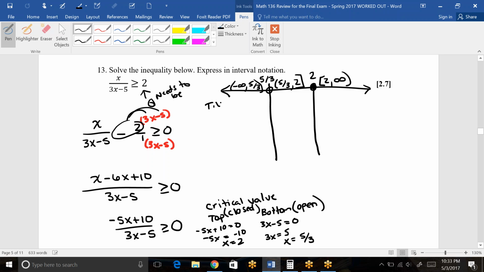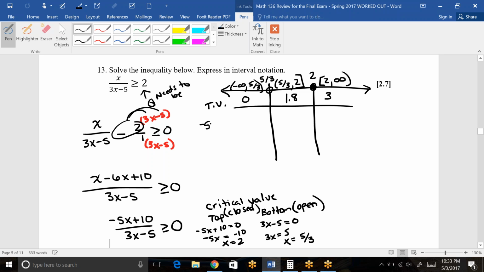I pick a test value in each region, so smaller than 5/3, I'm going to go with 0. 5/3 is about 1.6 repeating, and this is 2, so we're going to have to use a decimal. I'm going to use 1.8. And then something bigger than 2, I'm going to use 3.